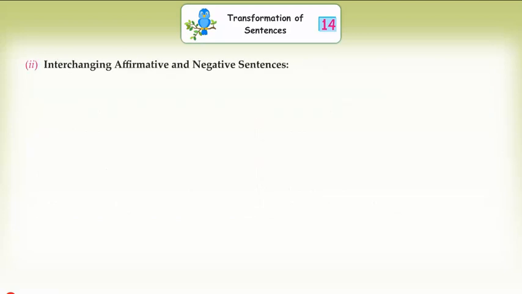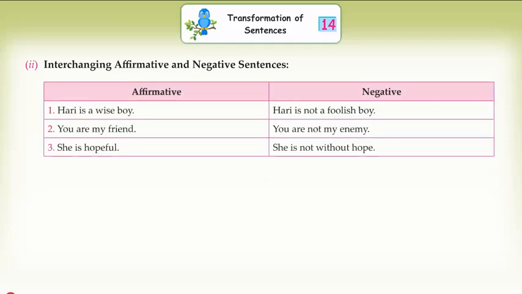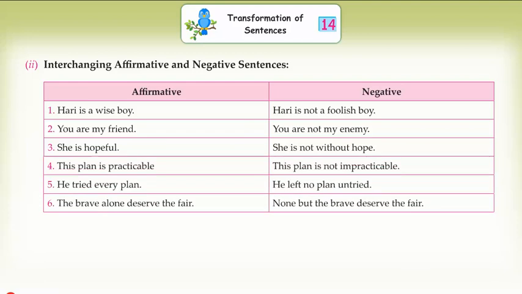2. Interchanging affirmative and negative sentences. Affirmative, negative. 1. Harry is a wise boy. Harry is not a foolish boy. 2. You are my friend. You are not my enemy. 3. She is hopeful. She is not without hope. 4. This plan is practicable. This plan is not impracticable.